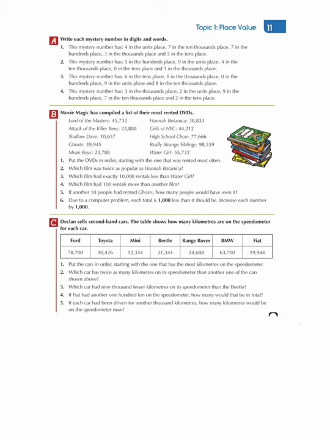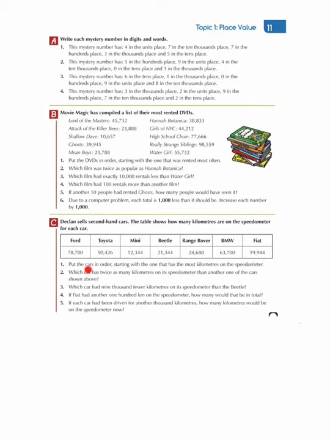Okay, due to a problem with the computer, each total is actually less than it should be by 1,000. Increase each of your numbers by 1,000. So it's fairly straightforward, boys and girls. If you look at question C here, guys, Declan sells second-hand cars. The table shows how many kilometres are on the speedometer for each of the cars. Okay, so we have our Ford at 78,700, our Toyota at 90,000, our Mini at 12,344, our Beetle at 21,344, our Range Rover at 24,688, our BMW at 63,700, and our Fiat at 19,944.